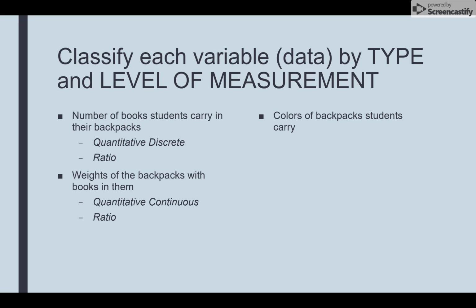The colors of the backpacks that students carry. Well, colors obviously don't involve numbers, so it is words, so that would be qualitative data. Qualitative data is neither discrete nor continuous. If it's qualitative, in terms of the level of measurement, it's either going to be nominal or ordinal. Since color doesn't really have a sense of order to it, I'm going to say it is nominal.